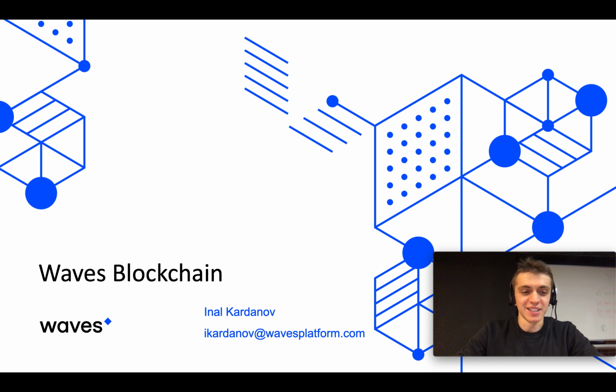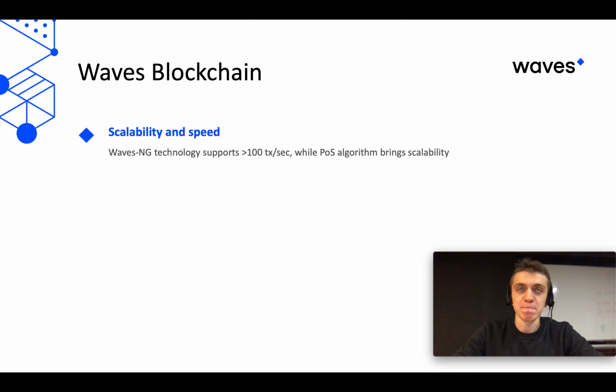So let's start. Let's start from the beginning. Let's talk about the Waves blockchain. The Waves blockchain is really well known because of its speed and scalability. Right now, Waves can handle more than 100 transactions per second. There was a stress test, as far as I remember, with more than 800 transactions per second. Yeah, it's really fast. And why is it fast?